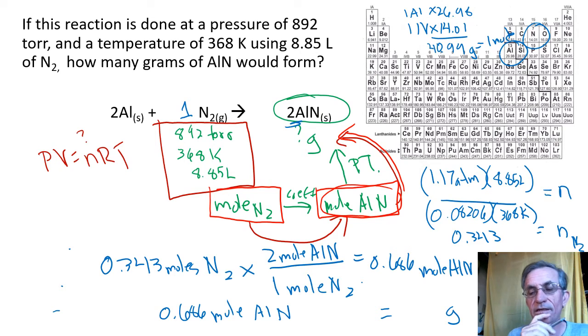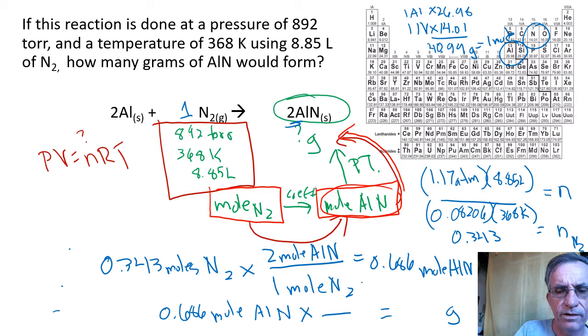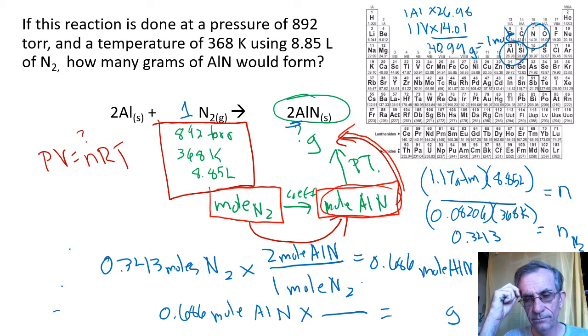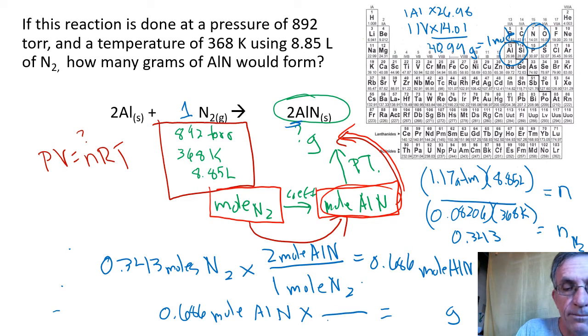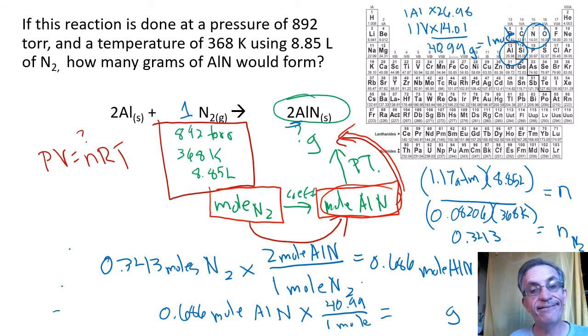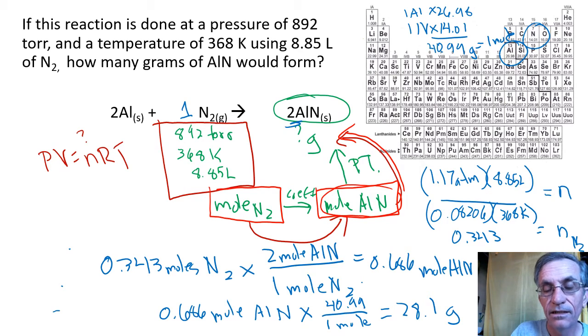All right, so think about it. One last question for you on this one. What are you going to do with the 40.99? Multiply or divide? You're trying to go from moles to grams. What do y'all need me to do? Multiply or divide by 40? You should multiply. You'd put the 1 mole on the bottom. You'd put the 40.99 on top. If you work it out, when we did this reaction, you're going to end up making 28 grams of aluminum nitride, 28.1.